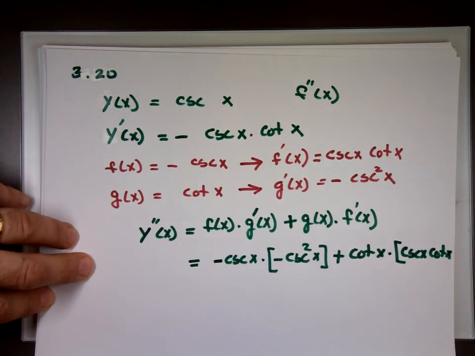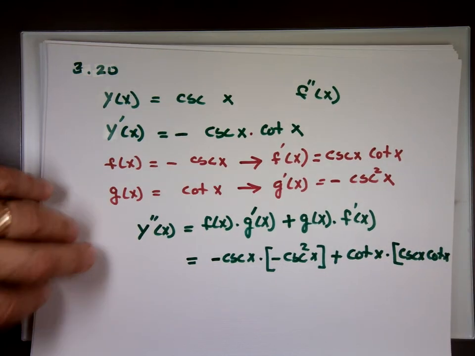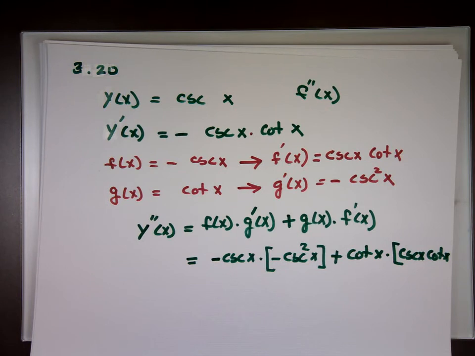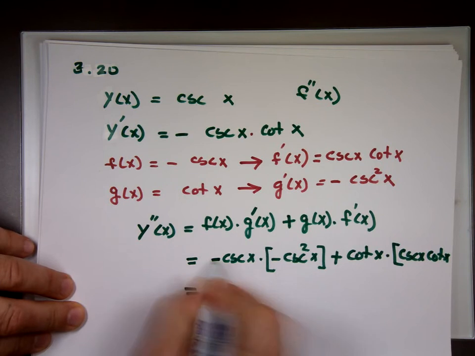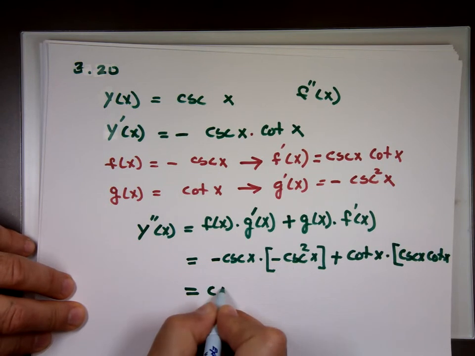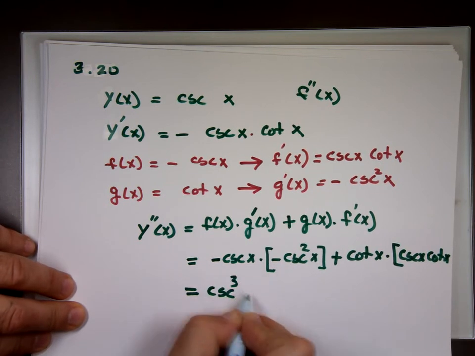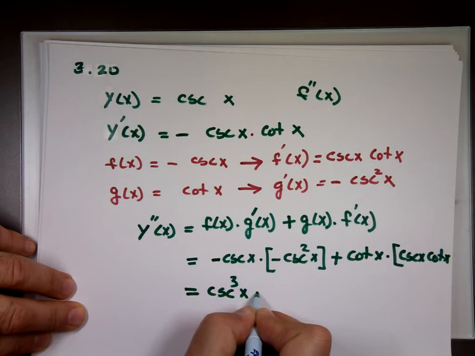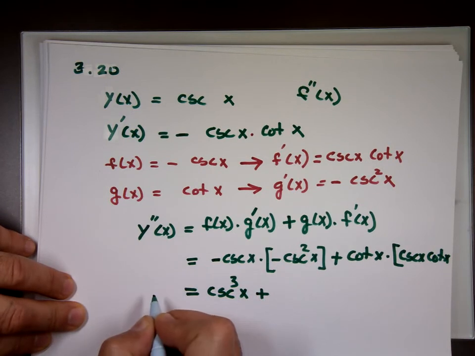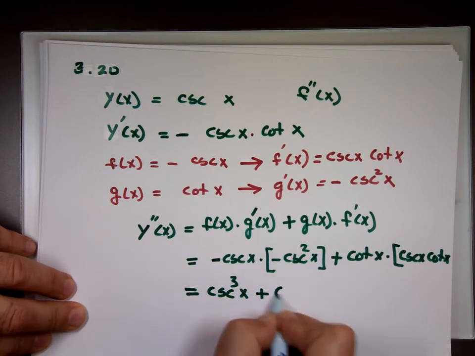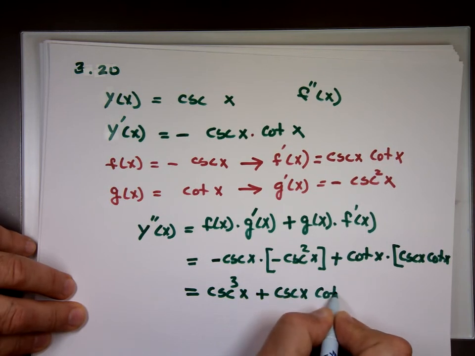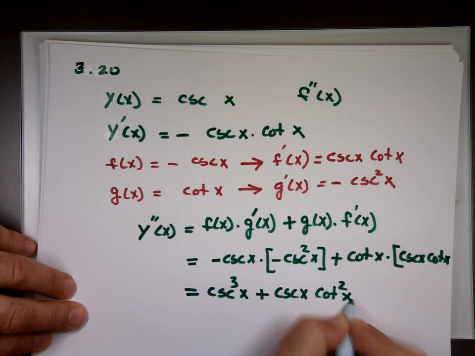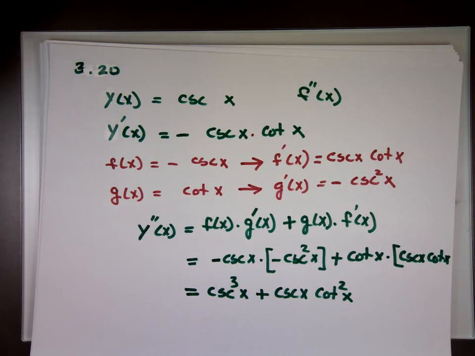Cosecant, cotangent. Bless you. Thank you. Minus times a minus, positive, that's what? Cosecant cubed x plus what? Cosecant x cotangent squared x. Yep.